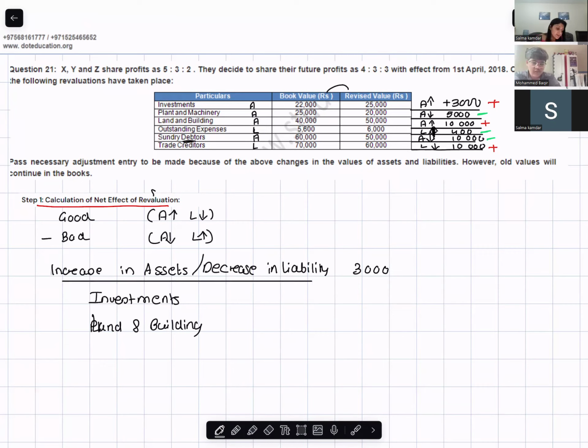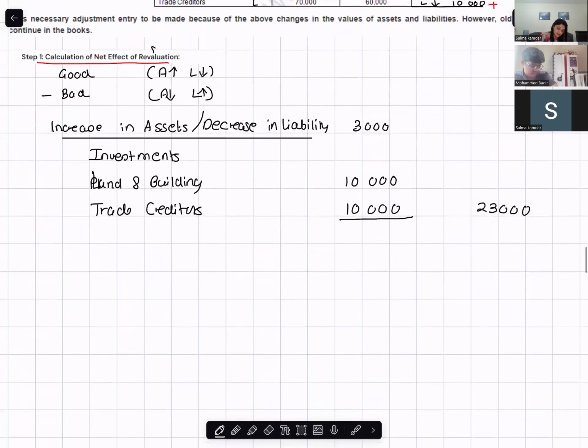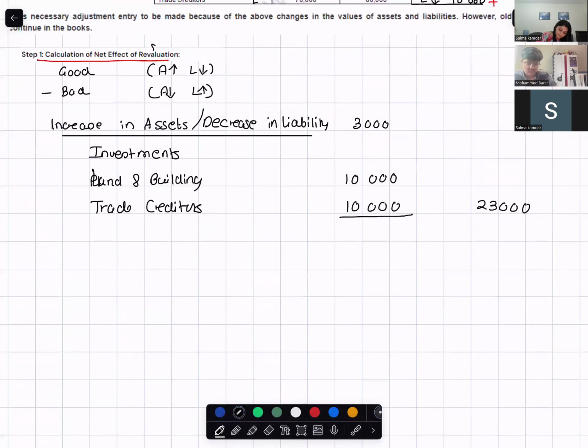Land and building is how much? 10,000. Then my liability decrease in trade creditors, 10,000. Total is 23,000. Now what will you write? Now we'll write decrease in assets and increase in liability.